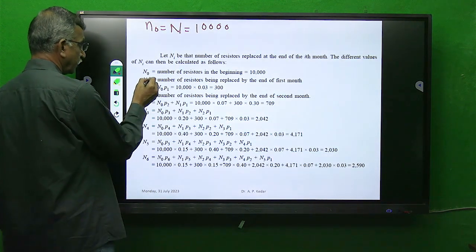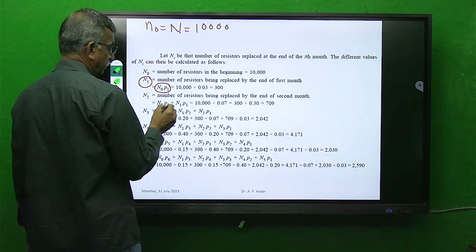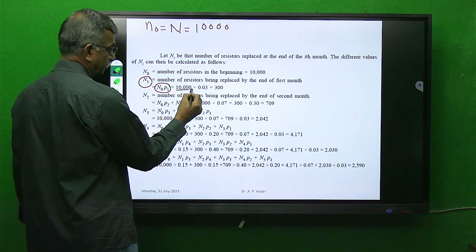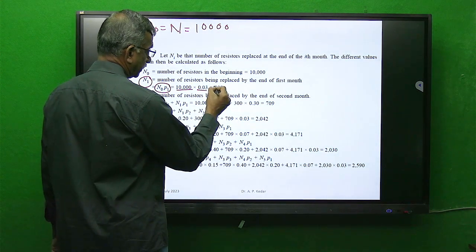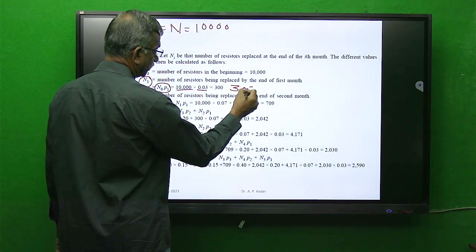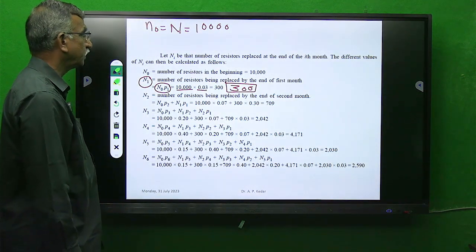Now for N1 it is N0 into P1. So here you can see 10,000 into 0.03. So how much is it coming? It is 300. So the number of failures at the end of the first month is 300.